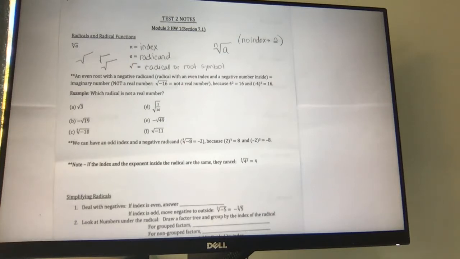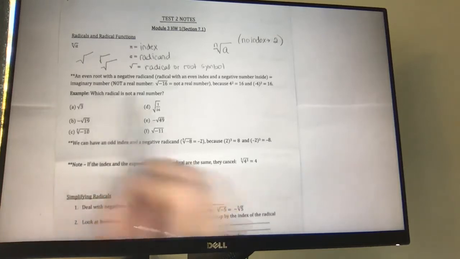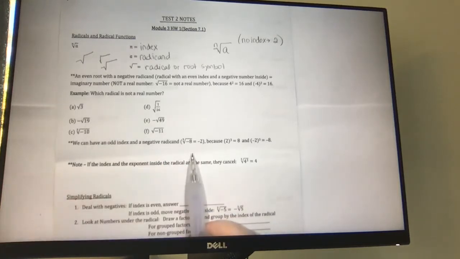All right, now before we really get into exactly what it means to take a root, let's talk about what if the radicand, what if the stuff inside is negative? Because that's important. So sometimes it's okay if it's negative and sometimes it's not. And the way that you know that is by looking at the index, okay? The index determines if that negative radicand is okay or not.